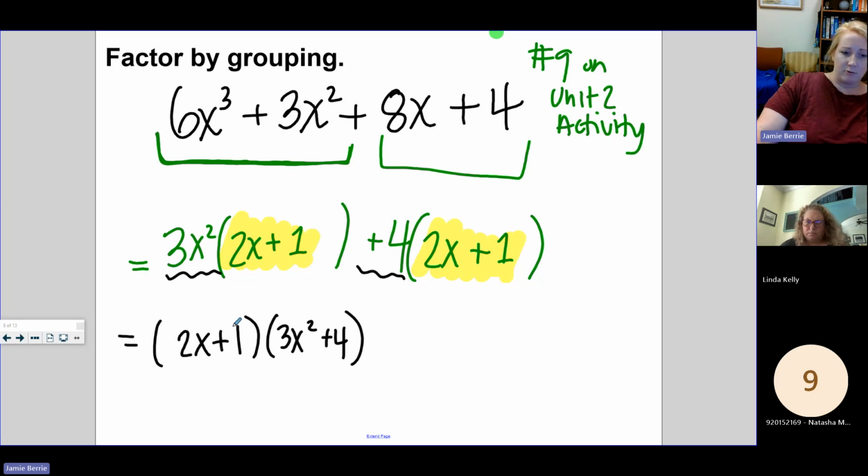Bring that common factor out front. Put the leftover stuff in the second set of parentheses.